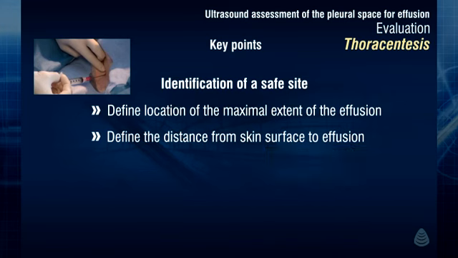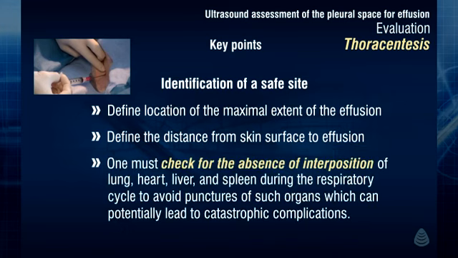While doing this, the operator must check for the absence of interposition of lung, heart, liver, and spleen during the respiratory cycle to avoid puncture of such organs, which can potentially lead to catastrophic complications. Also, remember that a minimal distance of 15 mm between the two pleura or between the chest wall and an underlying structure should be present to safely perform the procedure.